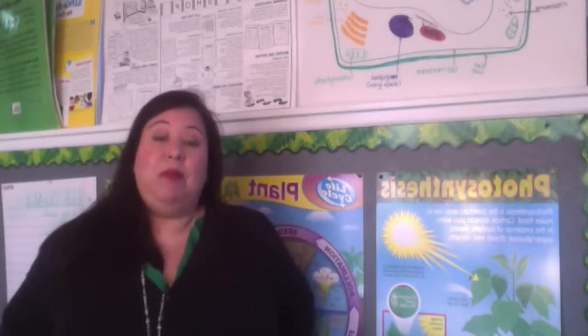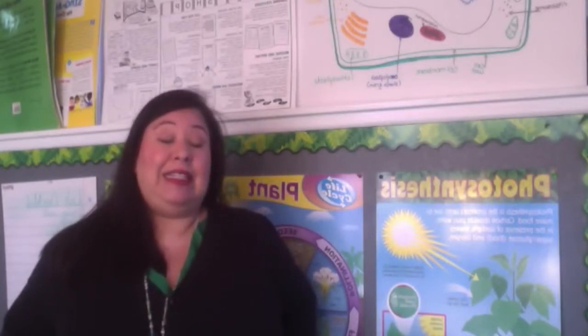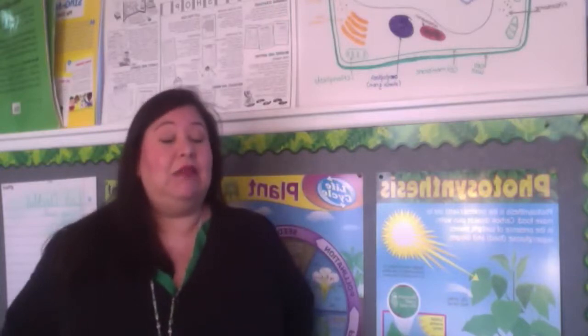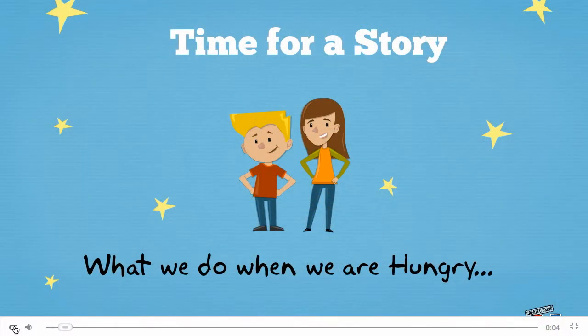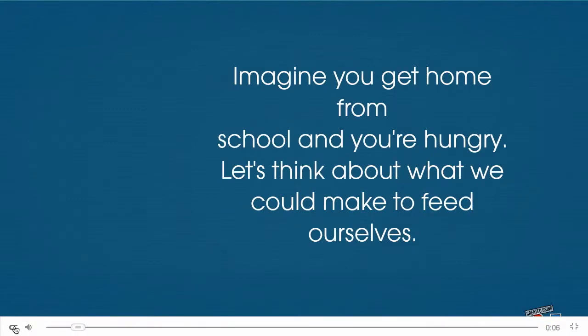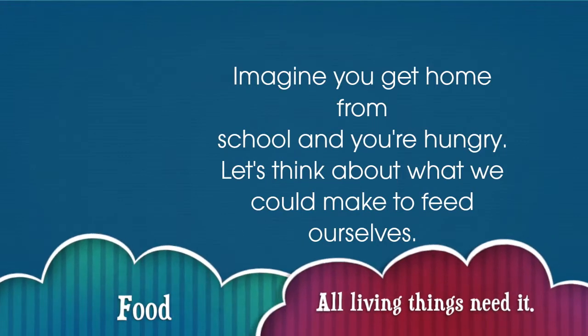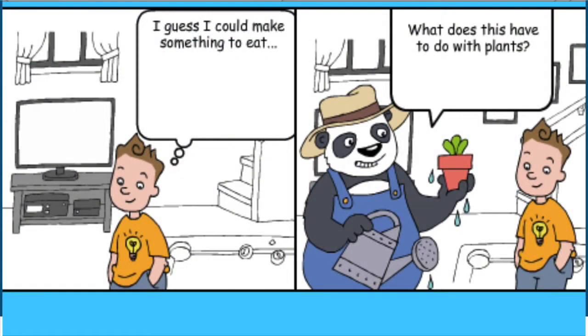During the next few weeks, we will be memorizing the formula or equation for photosynthesis. However, to get started, it's important that you remember what three components are necessary for photosynthesis to occur and what the results of that process are. Here's a story that might help you remember. Imagine you get home from school and you're hungry. Let's think about what we could make to feed ourselves. You're probably thinking, sure, I can make myself something to eat, but what does this have to do with plants? Let's go find out.